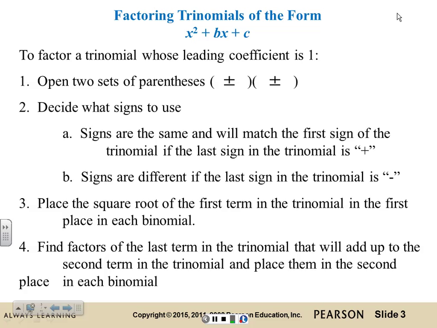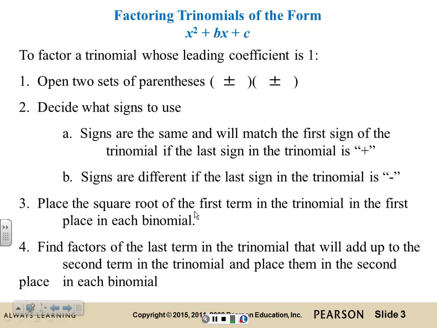Alright, so to factor a trinomial whose leading coefficient is 1, what you're going to do is open up two sets of parentheses. You're going to decide on your signs. So here's how we can decide on our signs, and I have a chart for you. The signs are going to be the same if the last sign in the trinomial is positive. The signs are going to be different if the last sign in the trinomial is negative. So for example, this last sign right here: if this sign is positive, then the two signs in here are going to be the same. If this sign is negative, then these two signs are going to be different.